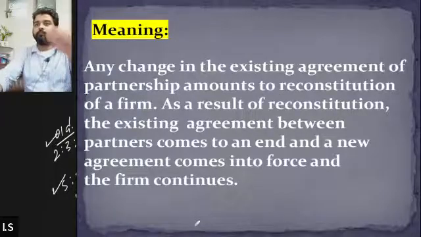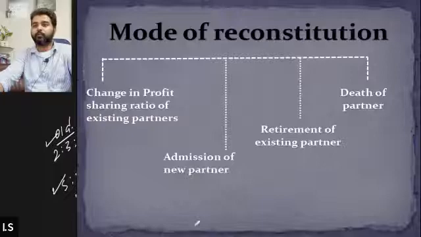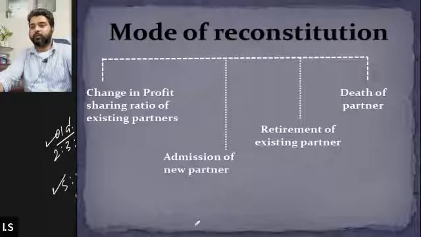All right. So now, what are the various modes by which reconstitution may take place? These are the four modes of reconstitution, or four situations wherein the reconstitution will take place in case of the partnership. There may be other possible situations as well, but from the viewpoint of our syllabus, we need to cover only these points: change in the existing profit sharing ratio of the partners, admission of a new partner, retirement of an existing partner, and the death of a partner. Please write this down also.